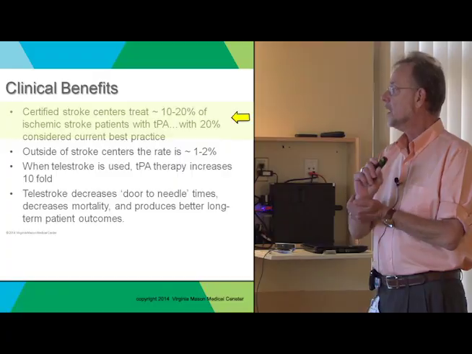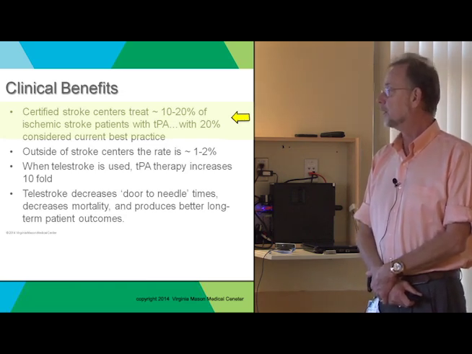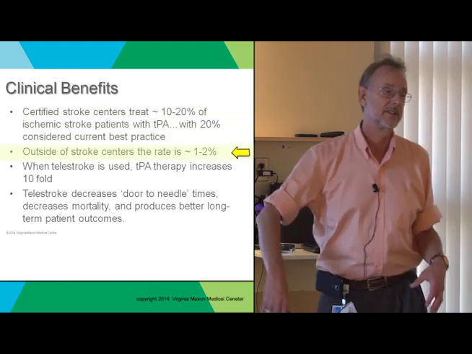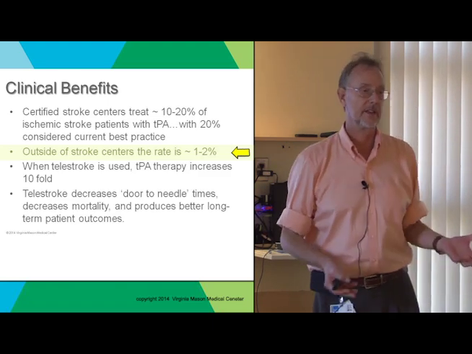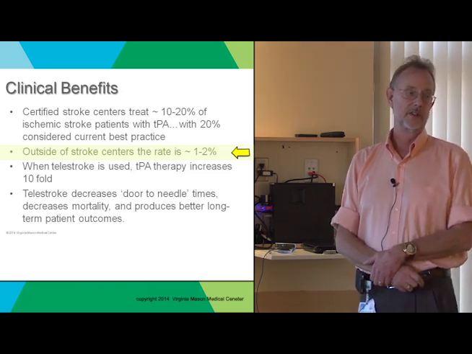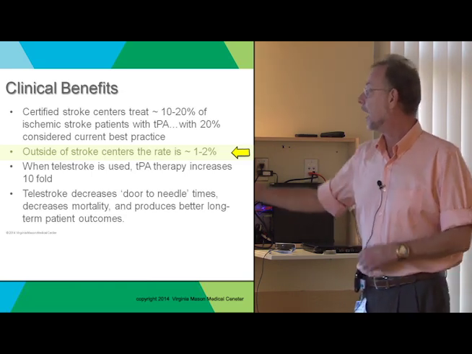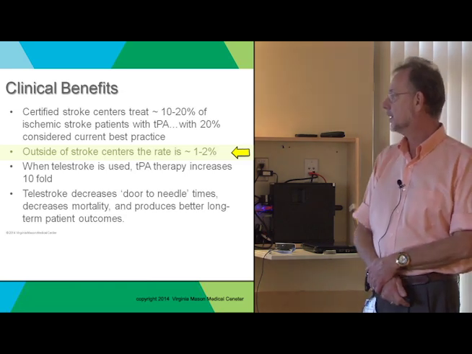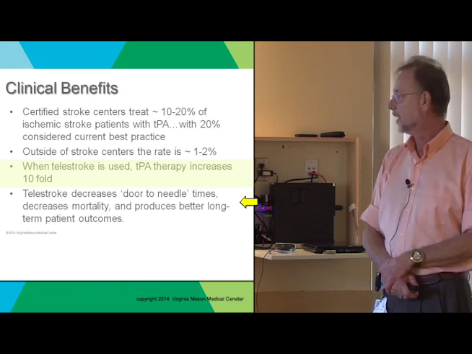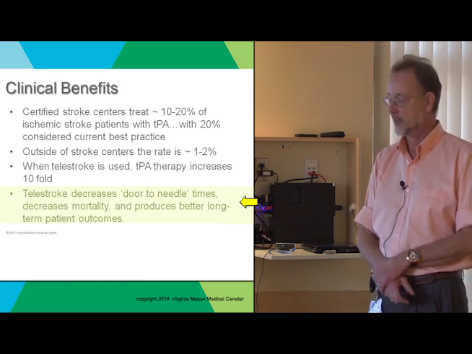So certified stroke centers treat about 10 to 20% of ischemic stroke patients with TPA, with 20% considered a current best practice. In reality, if you look at all stroke centers or all places that treat stroke, it's really about 4%. These are certified stroke centers, so they're more used to doing this. Most hospitals across the country are not on the TPA bandwagon, as it were, and so they aren't at that number of 20%. So when telestroke is used, TPA therapy increases tenfold. So telestroke decreases the door to needle times, decreases mortality, and produces better long-term patient outcomes.